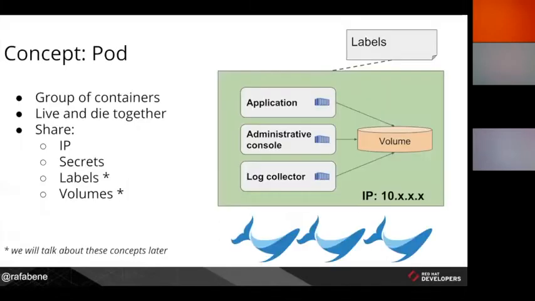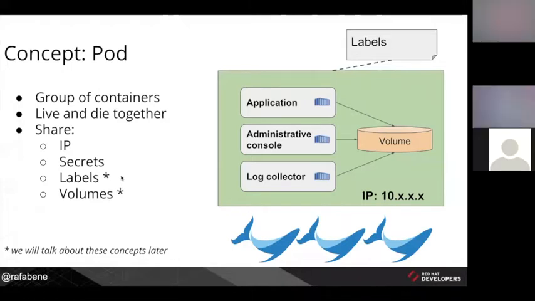So let's start with a pod. Well, a pod is a group of containers, because pod is a collection of whales, and the whale is the logo of Docker containers, right? So when you think about a pod, you are thinking about a group of containers. They will live and die together, and of course, they will share the same IP address, the same labels, the same volumes, the same secrets. Secrets are where we store sensitive information. And we'll talk about labels and volumes later, okay? So this is a pod.